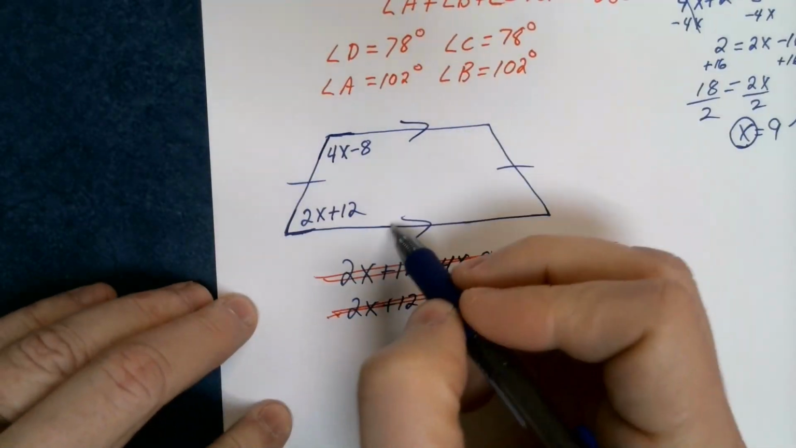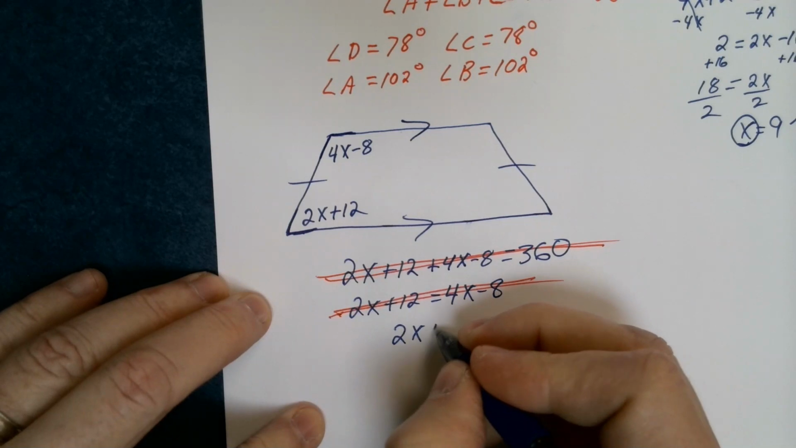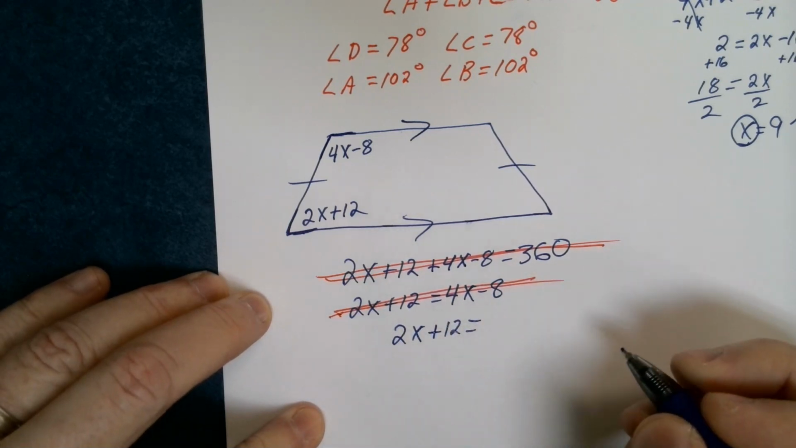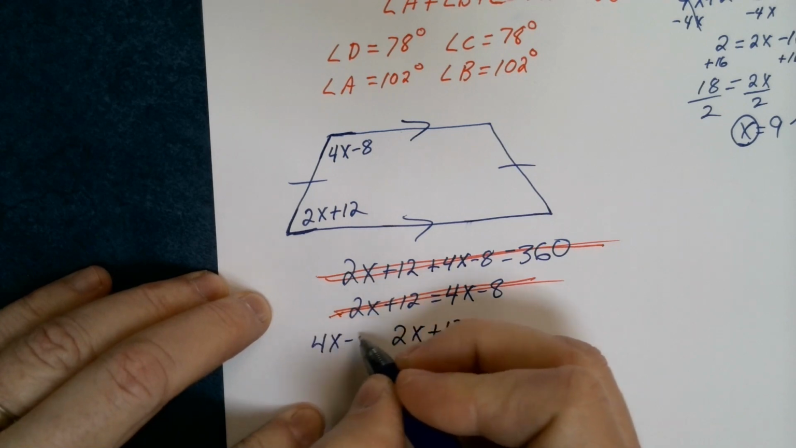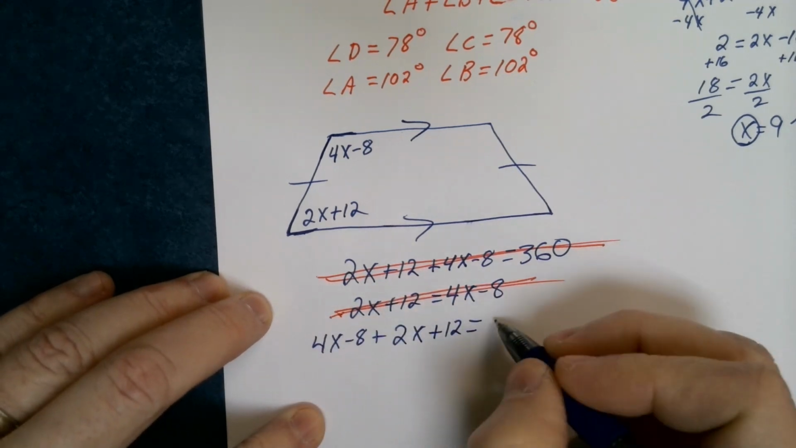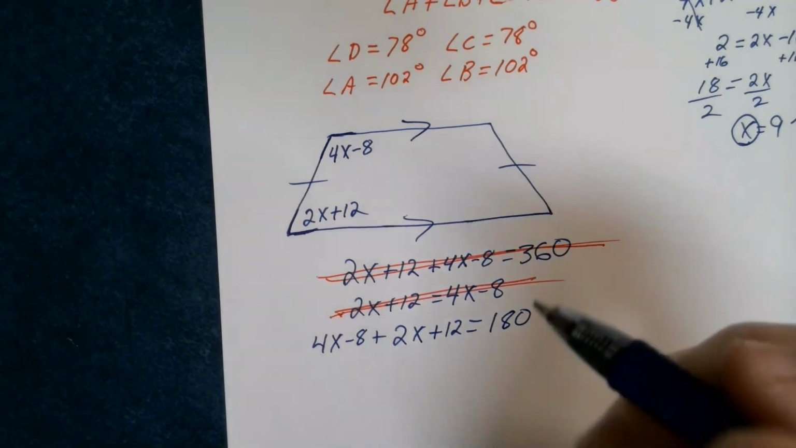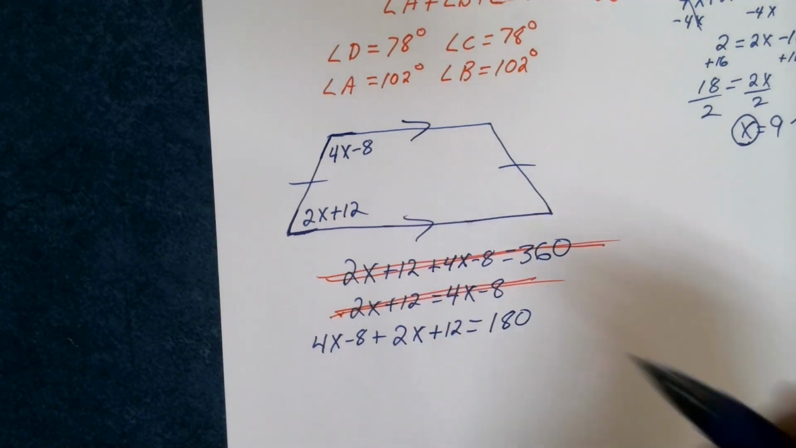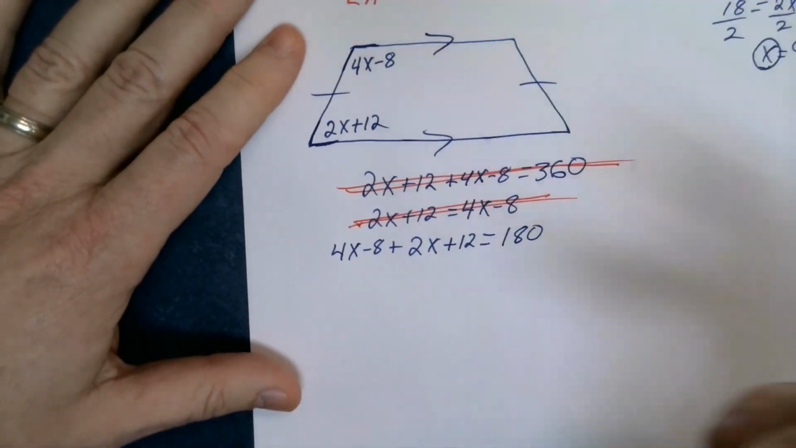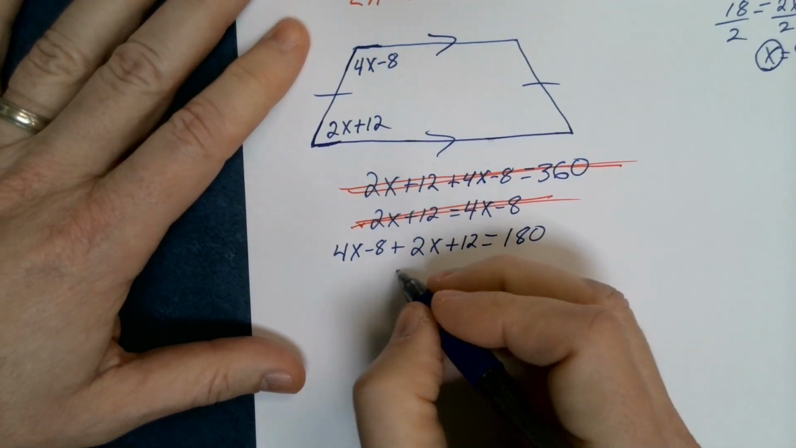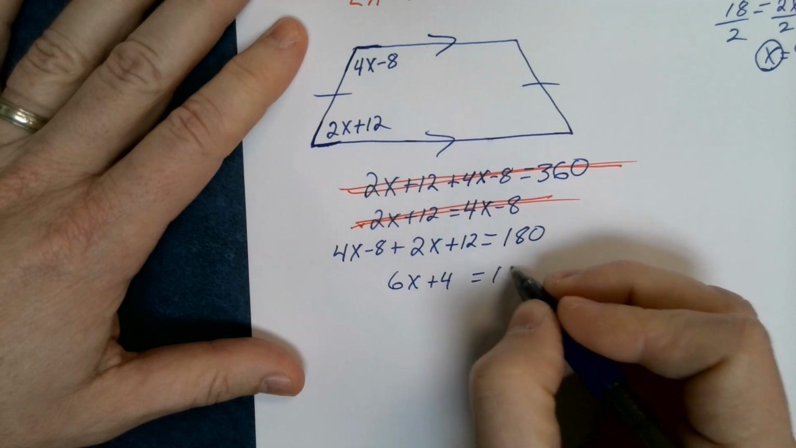However, these lines are parallel, which means these two things are supplementary, which means I can write 2x plus 12 and 4x minus 8. If I add those two things together, it does equal 180. And that's the relationship that's true on that particular shape. Now, I can go ahead and solve this. So I get 6x plus 4 equals 180.